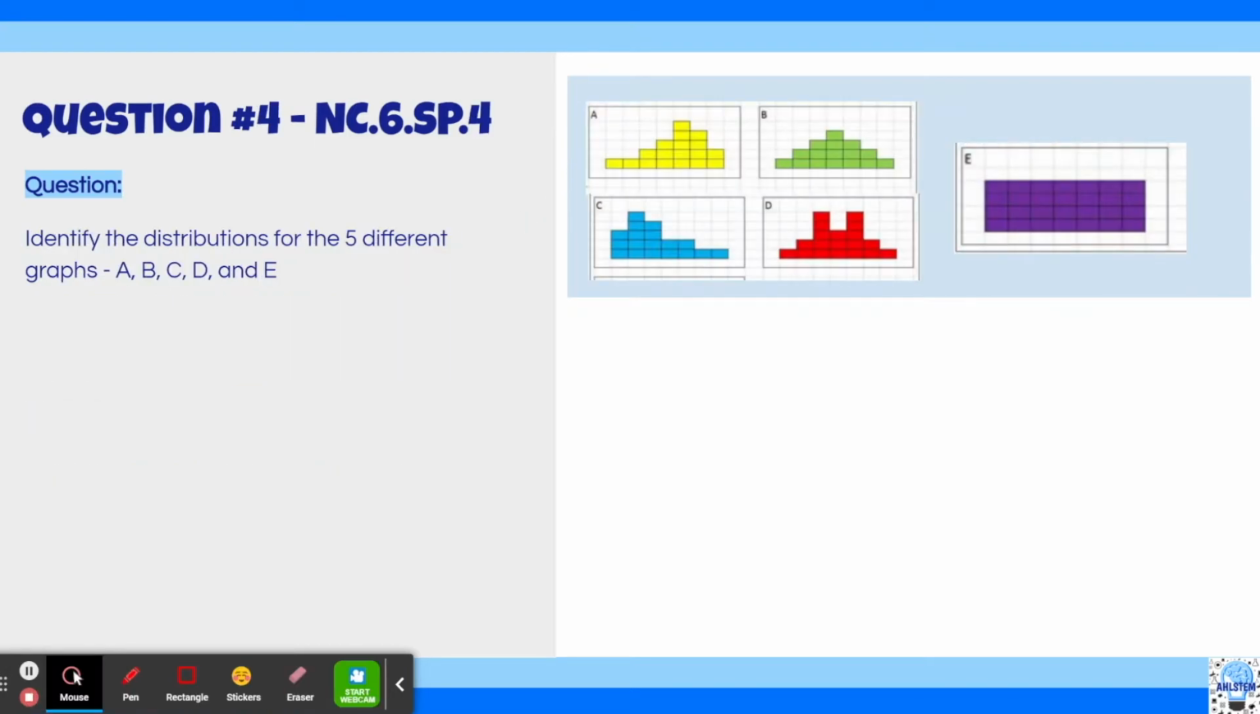Number 4, identify the distributions for the 5 different graphs. Graphs A, B, C, D, and E. Now, if you haven't learned exactly the names of distributions, well, first of all, that's why you're watching this video. You'll find out soon. And second, if you don't know, just take your best guess. Think about modes, modal distribution, which is all these types of distribution.